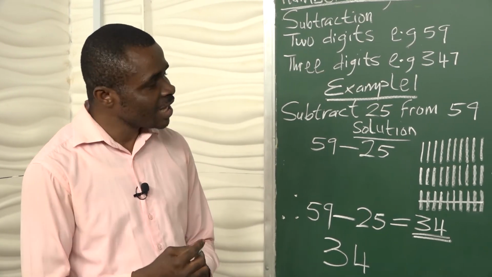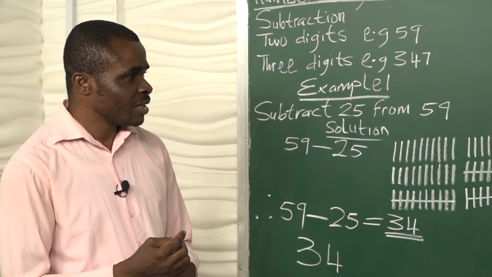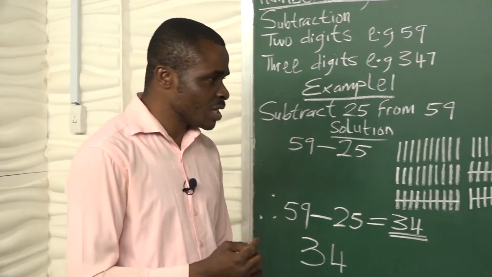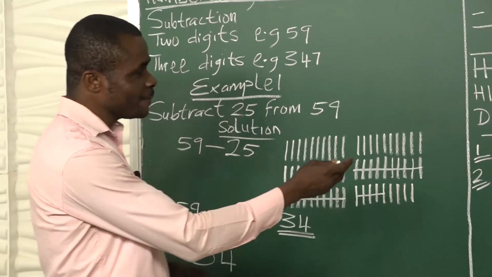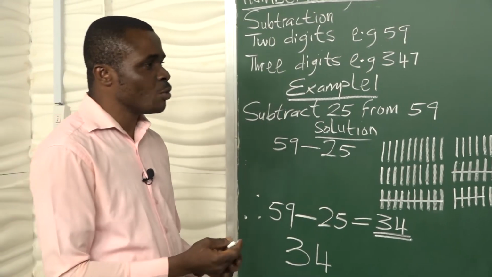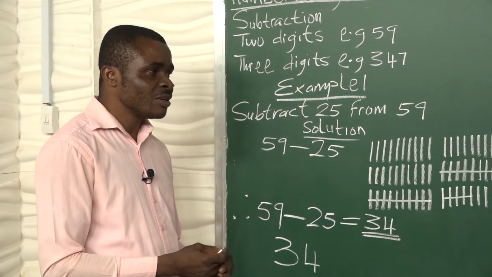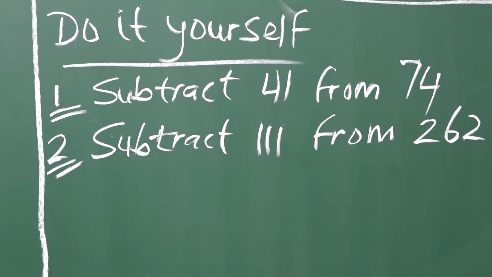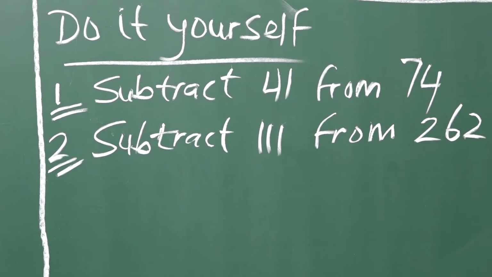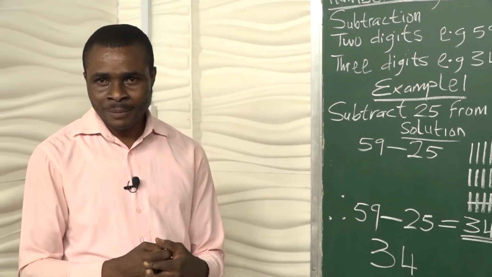So for that reason, I would like you to do this yourself. I have the first one: subtract 41 from 47. The second one: subtract 111 from 262. Can you do this? Do it and let us see.